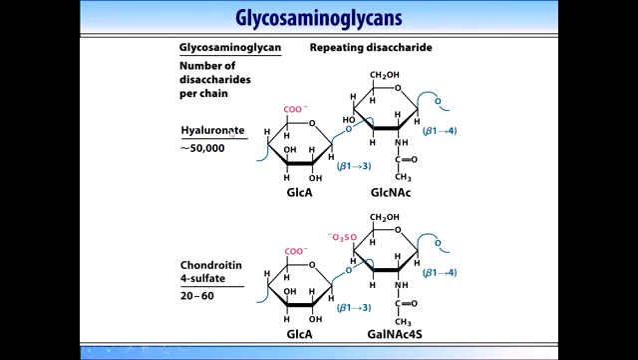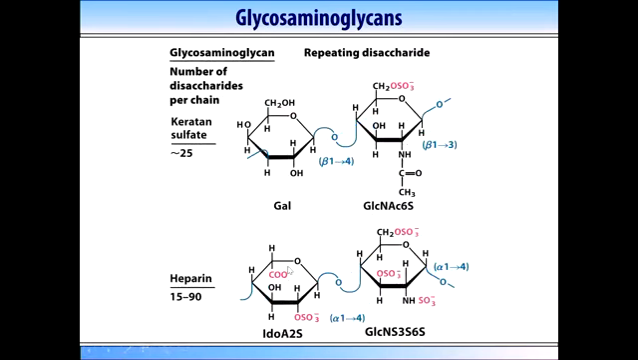For example, hyaluronate. This is part of the cartilage. You have a repeating unit of glucuronic acid, where you see that in position 6 there is a carboxyl group, and N-acetylglucosamine. This is a disaccharide unit which is repeated many times, making a linear molecule. Another one would be chondroitin sulfate. This is also a very similar molecule, except that it has sulfate esters on the sugar.